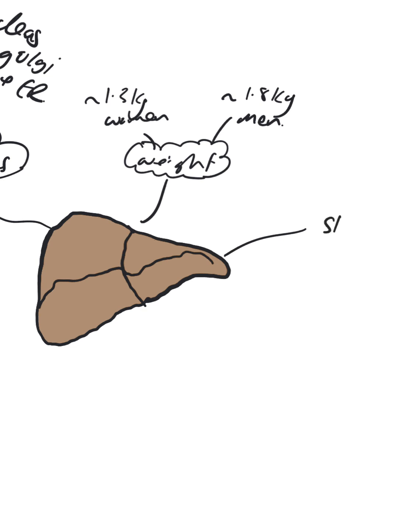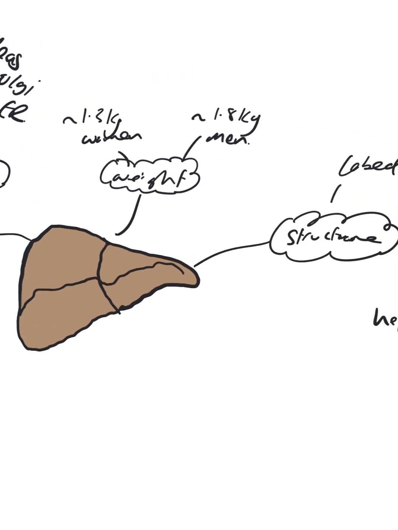Okay, so in terms of the structure, we need to note that this is a lobed organ, and that those lobes are divided into lobules, and that those lobules are made up of the hepatocytes. And again, we note here that there's approximately 300 billion of those. So that's very important to this.